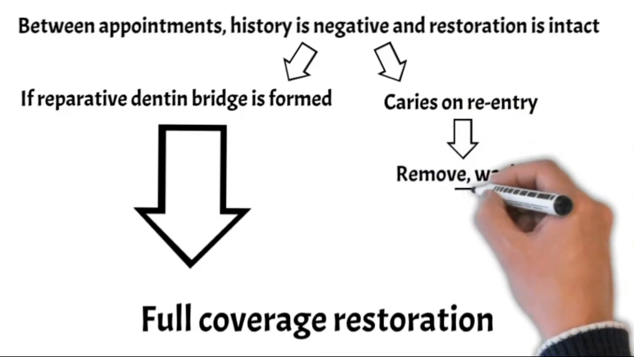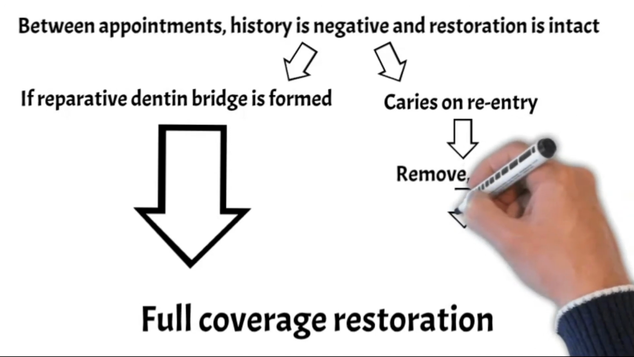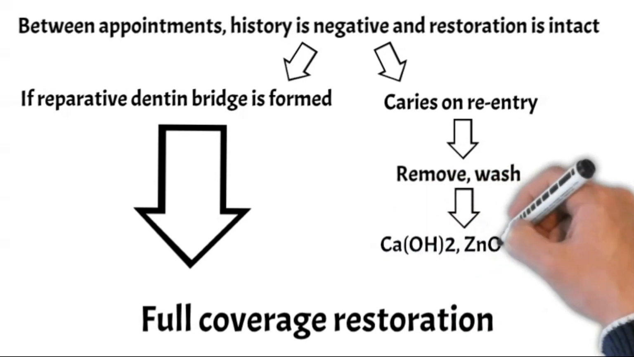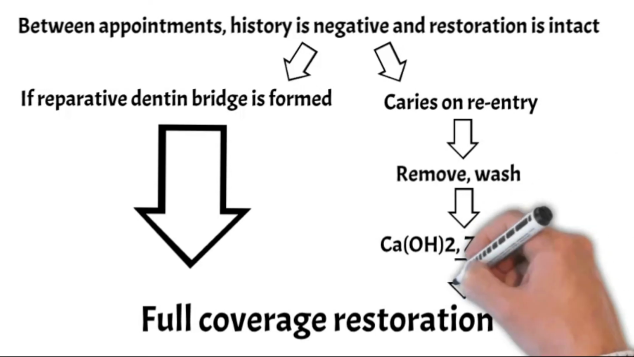The cavity preparation is then washed out, dried gently, covered with calcium hydroxide, built with zinc oxide eugenol or GIC, and the final restoration is placed.